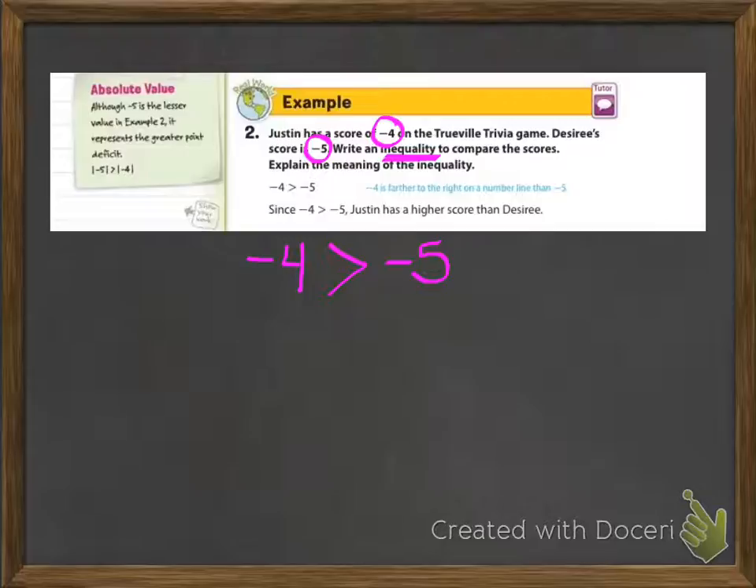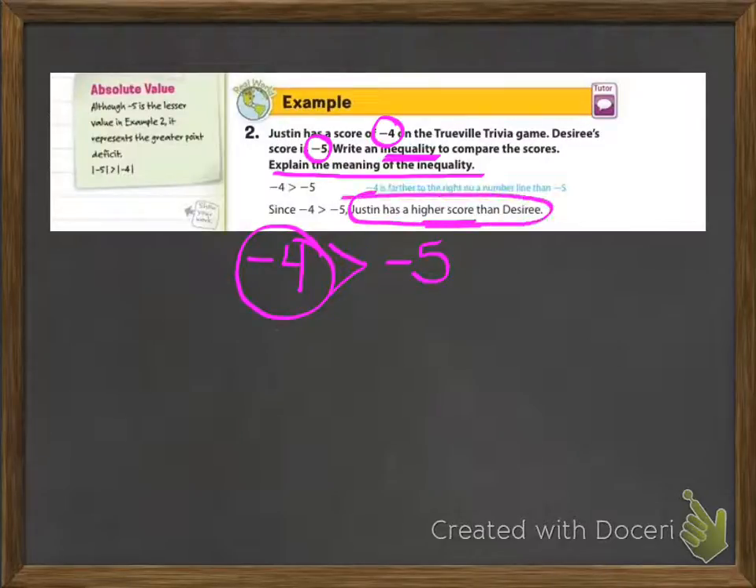But then it tells us to explain the meaning of the inequality. Basically, you're telling me the person that has the negative 4 has a higher score than the other person. So in this case, we want to go back to the word problem and figure out, who's that person? Justin. Justin's score is higher than Desiree's, which means Justin is beating Desiree in this game of trivia. However, both of them still happen to be in the negatives. Not sure how that's going too well for them.